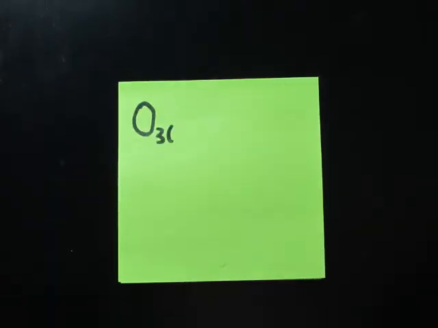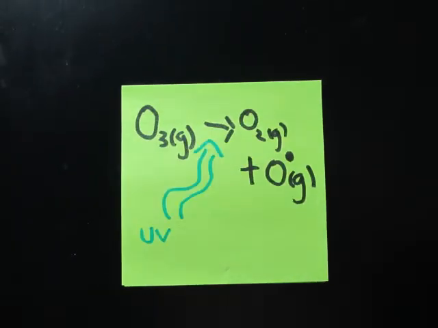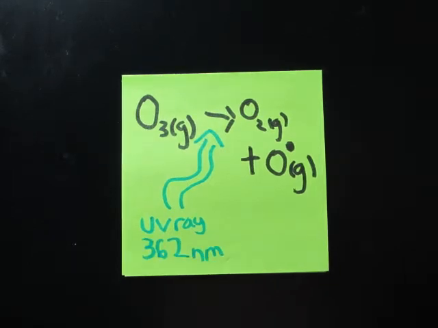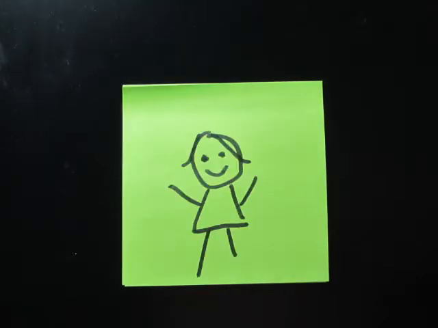wavelength. The breaking down of ozone is similar, as it also needs UV rays, but the UV rays it needs differ from the ones the oxygen molecule needs, because this one uses a longer wavelength of 362 nanometers, which has less energy.